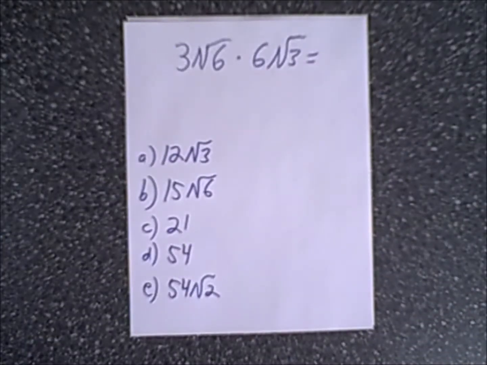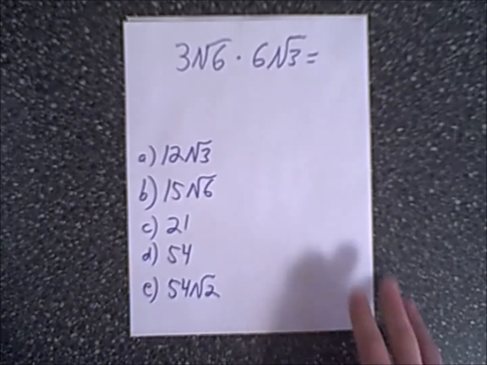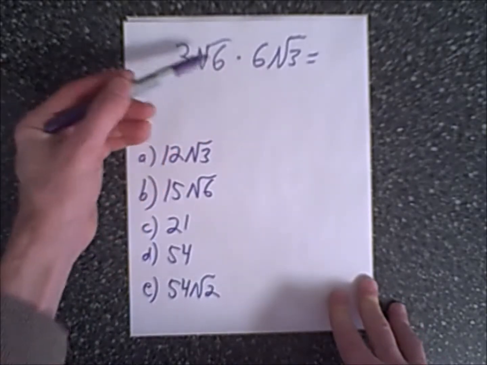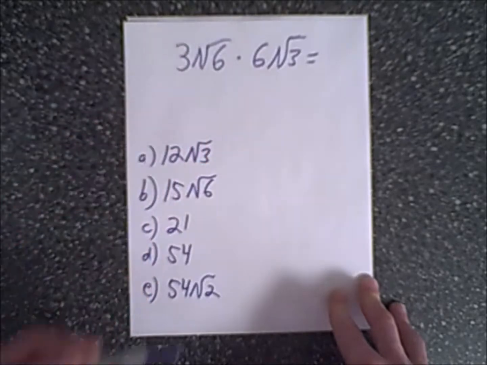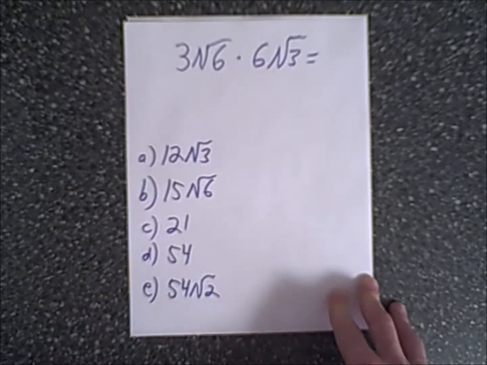Now here's a basic square root multiplication problem to test if you understand the properties of multiplying radicals. In this example, these both are square roots, so they are the same radicals. Therefore, you can multiply them. If this was a cube root and this was a square root, you would not be permitted to directly multiply them. But let's look at this example.